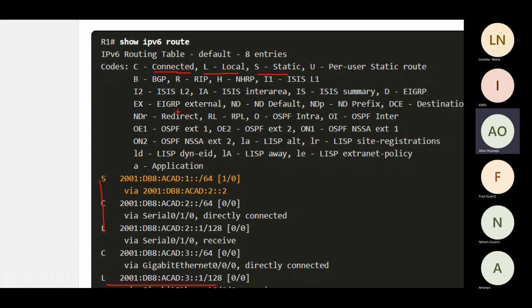Later on we'll see things like O for OSPF, okay? There's R for RIP, there's B for BGP here. The other D here is for EIGRP, all right? IS is for IS summary, and a couple of them here, basically. Some of them you meet in the third module, some of them you meet in CCNP.